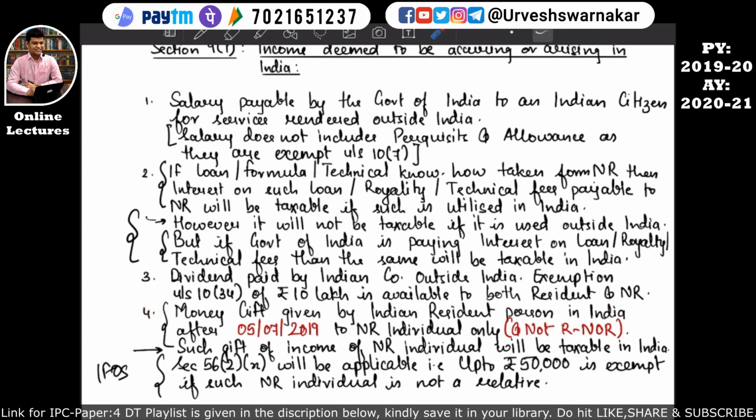Let's revise point number 4. Money gift given by an Indian resident person in India after 5th July 2019 to a non-resident individual only, and not to a resident non-ordinary resident, then such gift received by the non-resident individual from this Indian resident person will be taxable in India. I hope this is quite clear. And this is part of income from other sources, so section 56 subsection 2 subsection 10 will be applicable, that is, up to rupees 50,000 is exempt if such non-resident individual is not a relative. I hope this is quite clear.